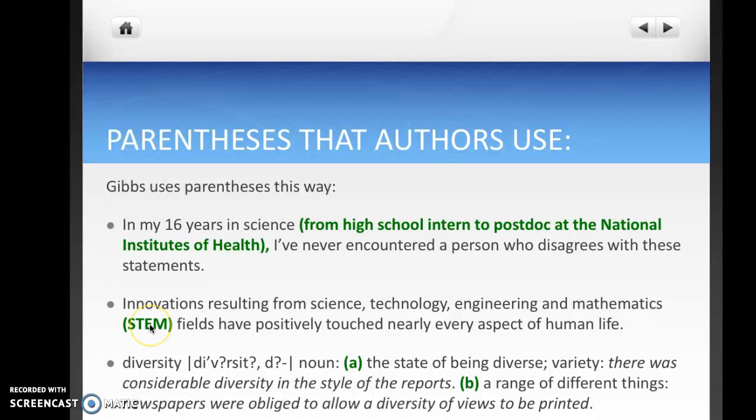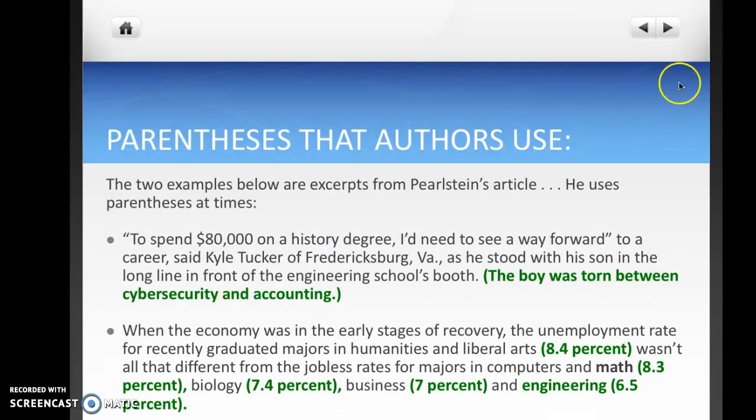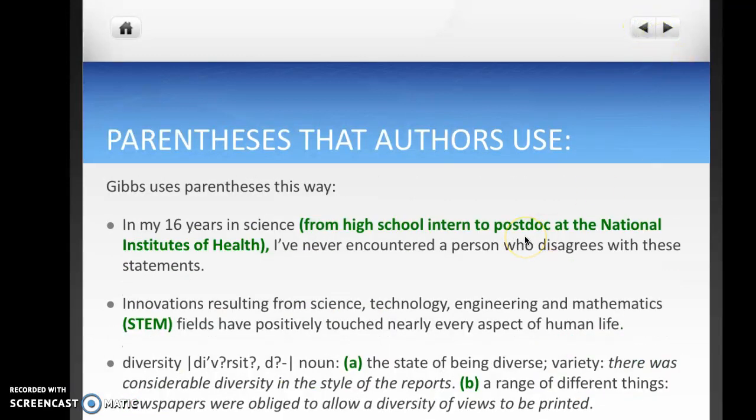And so if you're rhetorically analyzing Gibbs' article, you're going to want to do the same thing and put STEM after you've listed what it stands for, okay? Any acronym, the very first time you ever use or mention it, you're going to want to do this. And then I'm going to show you an example of how to do this complicated thing that Gibbs is doing, which is defining diversity using this parenthetical approach.